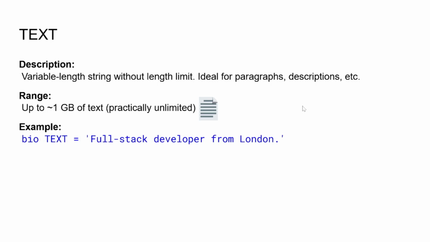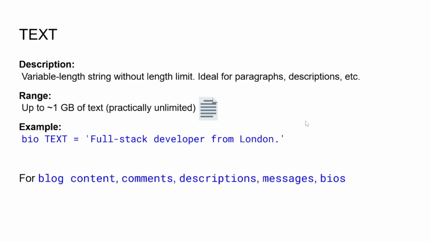An example will be if in an app you want to store the user's bio. You would use a text, because again, you don't know the maximum number of characters the user is going to write as his bio. So it is good to use a text. Even if they use 5,000 characters for their bio, the text will still be able to handle that. It is mainly used for things like blog content, comments, descriptions, messages, bios. Text can handle all of that.